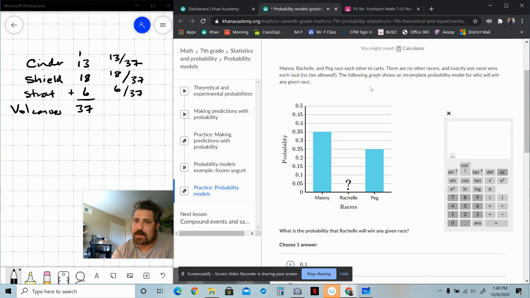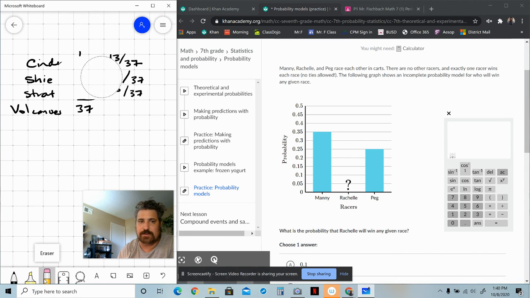Okay, this one says Manny, Rochelle, and Peg race each other in carts. There are no other racers, and exactly one racer wins each race. No ties allowed. The following graph shows an incomplete probability model for who will win the given race. Okay, so basically, Rochelle wins all the ones that aren't covered by everybody else. The total of any probability model should be 100%. So you've got Manny right there with 0.35, and you've got Peg with 0.25.